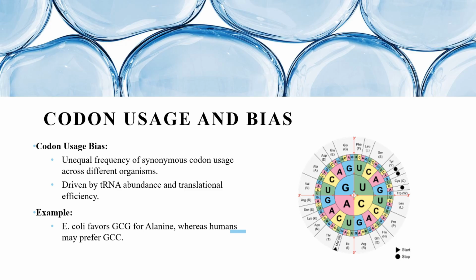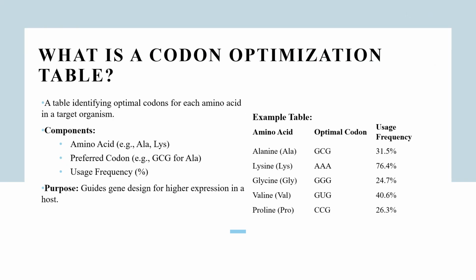Means these are codons, and mostly E. coli favors the GCG codon, and humans prefer the GCC codon. And I also elaborate codon usage bias with this flow diagram. In this diagram, I elaborate codon usage bias in a circular way, and I think you will get to know about that. And then we will discuss what a codon optimization table is.